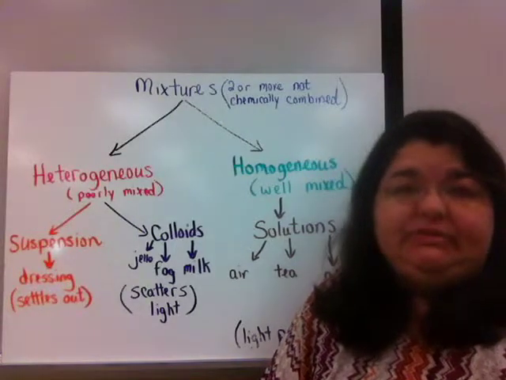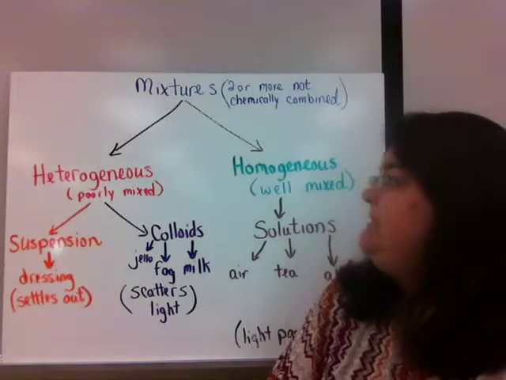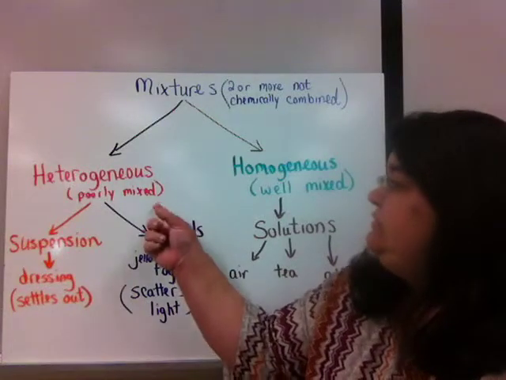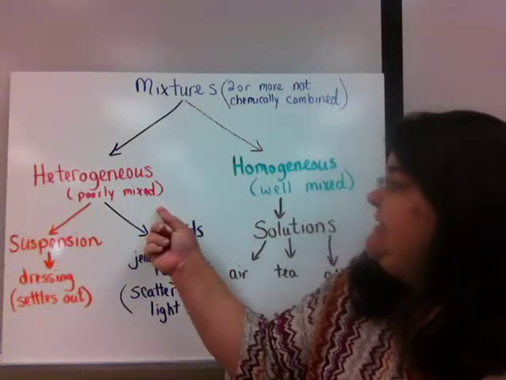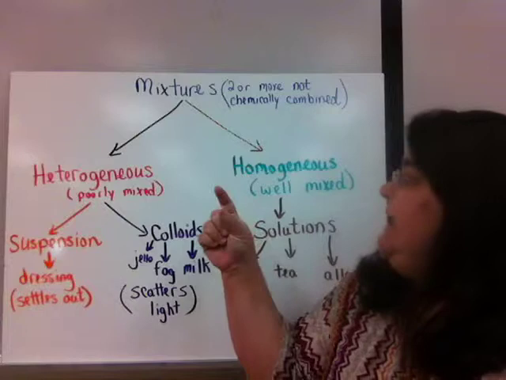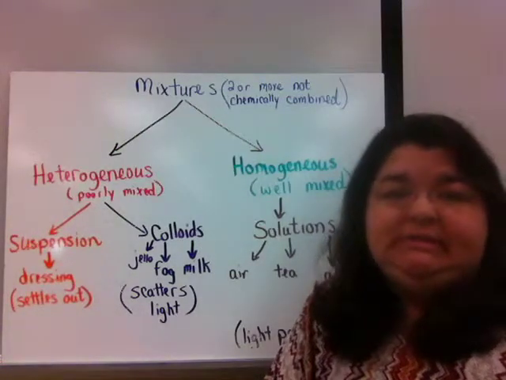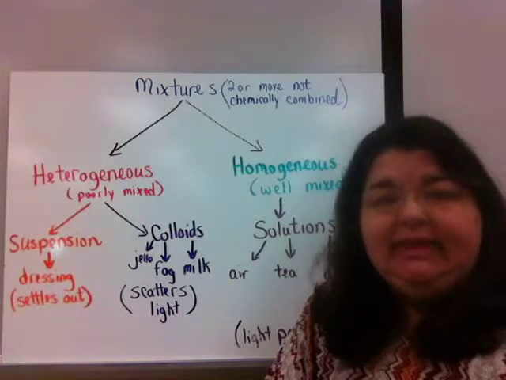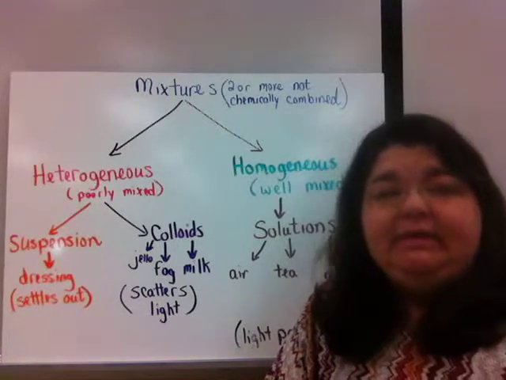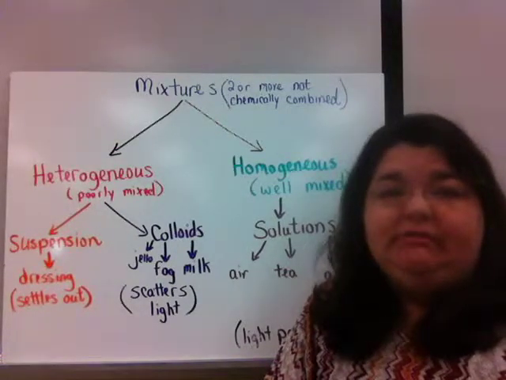We're going to talk about mixtures today. Mixtures can be divided into two categories, heterogeneous and homogeneous. Now, a mixture is when you have two or more substances that are combined together, but they are not chemically combined. So there's no set formula.